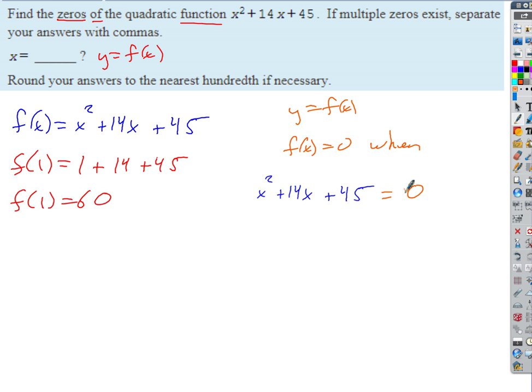This is one where I would factor it, wouldn't I? I've got x squareds and x's, so I can't isolate x, so I'm going to try to instead factor it and use the zero product property. So we'll look for magic numbers. Okay, are there magic numbers? They'd have to multiply to 45 and add to 14. 9 and 5.